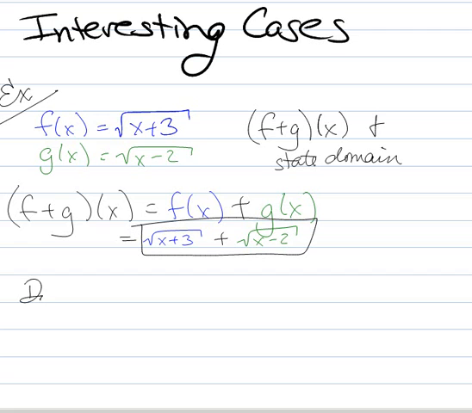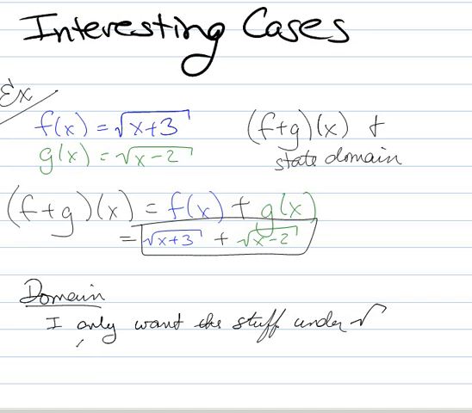But it's the domain part that's going to give me some pause. Because I actually haven't seen any of these problems in a while, but I know that I don't want to divide by 0. And I don't want to take the square root of a negative number. So remember, for the domain, I only want the stuff under the square root sign to be greater than or equal to 0.